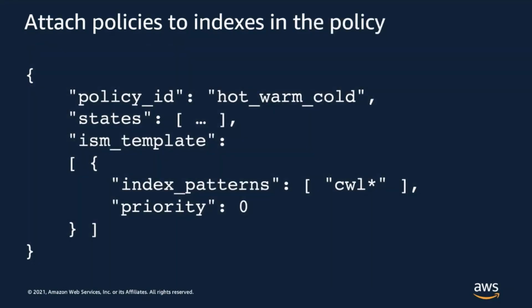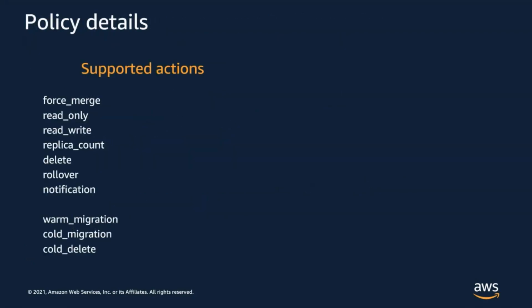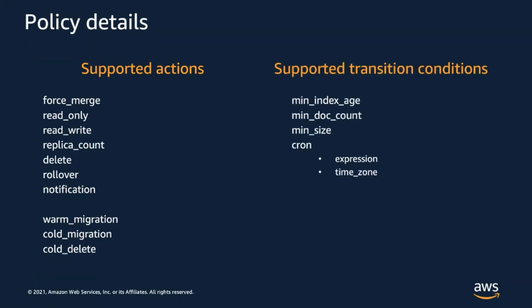You can also set the same policy by using templates or with APIs. Now, when you look at a particular policy, it essentially supports a set of actions that help you migrate the data across one tier to the other. You also have the supported transition conditions that can help you manage these, especially when you're rolling over data from one tier to the other.